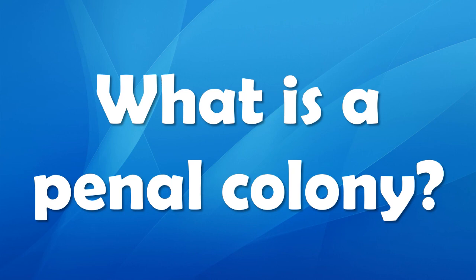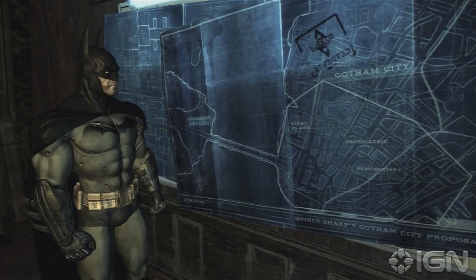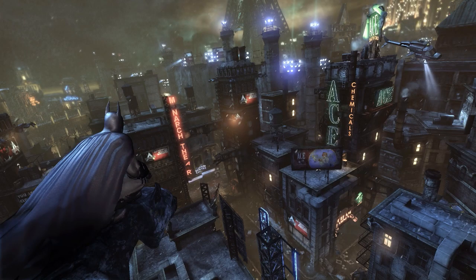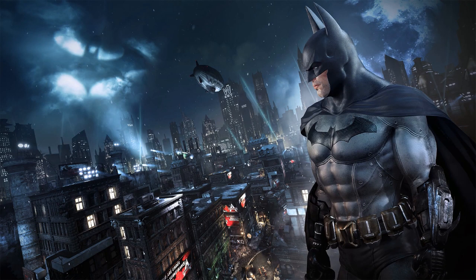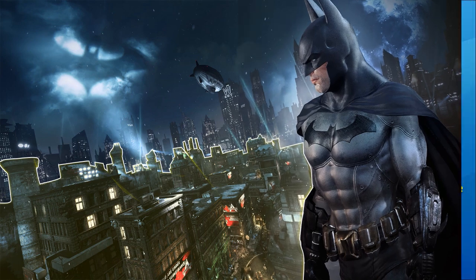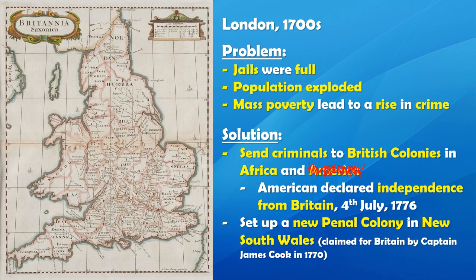So the question is, what is a penal colony? This picture here is from Batman Arkham Asylum. It shows Batman staring at plans for Arkham City. Arkham City was a section of Gotham City that was walled off and all of the criminals were placed inside there. This area became a penal colony. One section was reserved for the criminals and everybody else lived in the city. So anytime you have a penal colony, it's an area where the criminals are simply shipped there. And that was a solution back in London in the 1700s. Set up a penal colony in New South Wales.